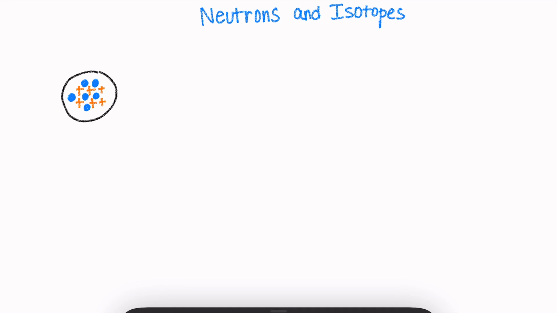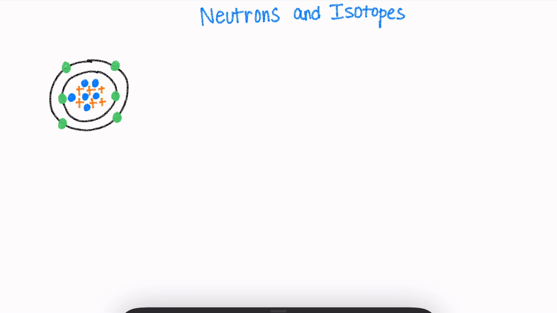As a refresher, we'll draw its 2 shells for electrons, and it has 2 electrons in the first shell, which makes that first shell full. And then it's got 4 electrons in the second shell, which means it could hold 4 more. And that's why carbon likes to form 4 bonds.